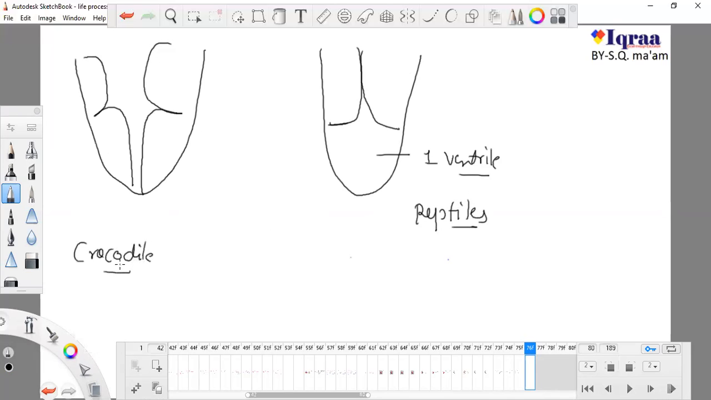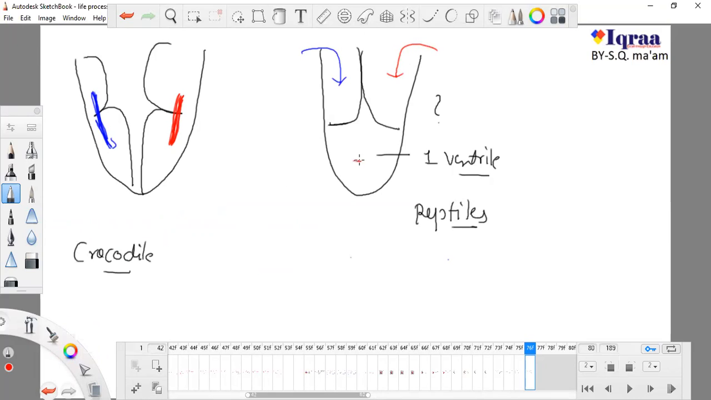So what happens exactly in the crocodile is that there are two portions, a left portion and a right portion. In the left portion there is a dominating impure blood, and in the right portion there is a dominating pure blood. We studied this. But what about this one? It may get impure blood from this side, and it may get pure blood from this side, returning after purification.